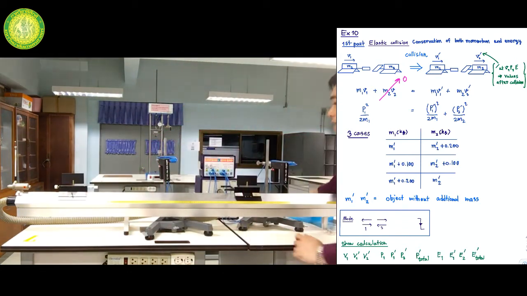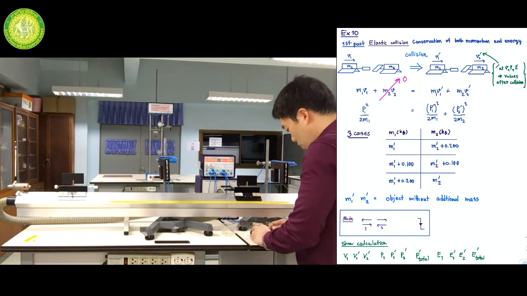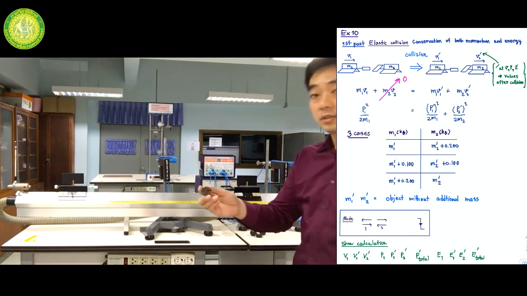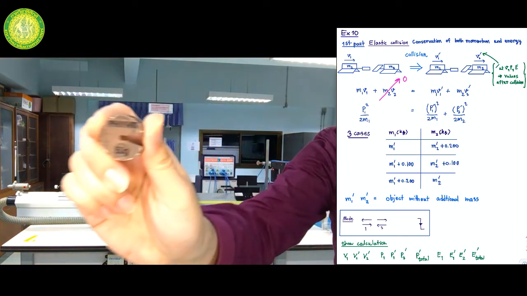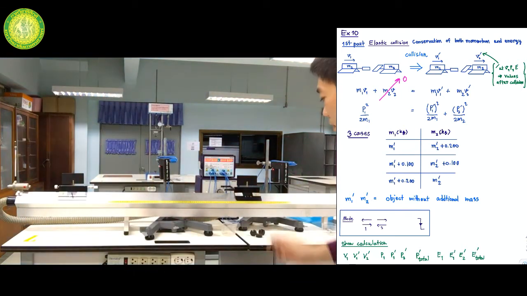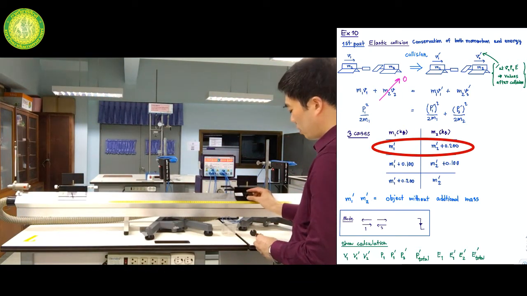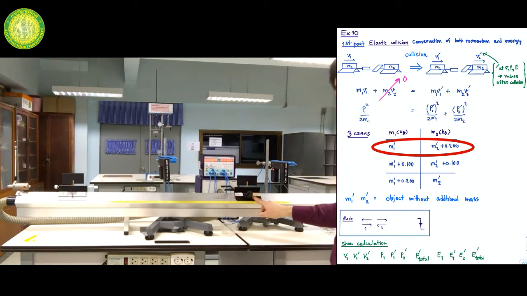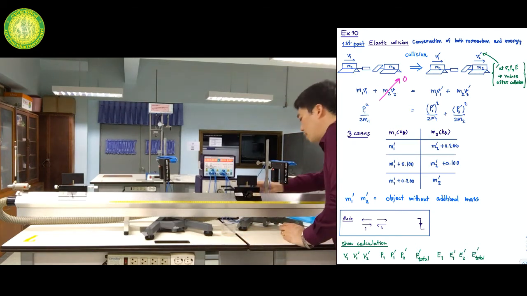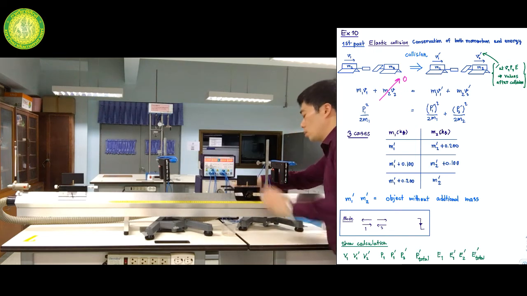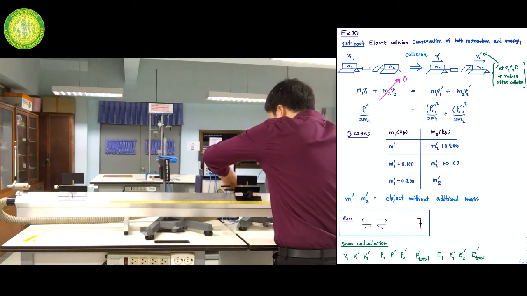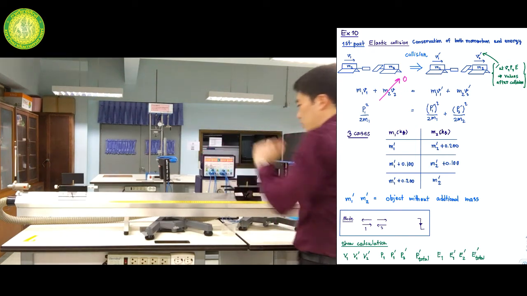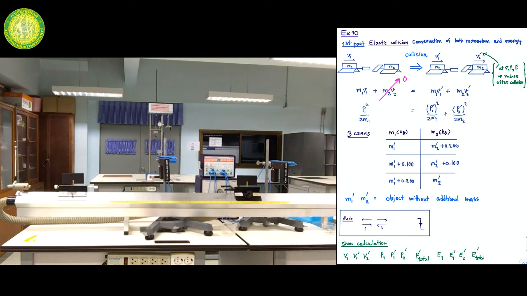We will put additional mass on the object. One mass is 50 gram, 5 zeros. In the first case, you put all 4 masses on the second object, 100 on one side, another 100 on the other side. So now we are ready to do the experiment.